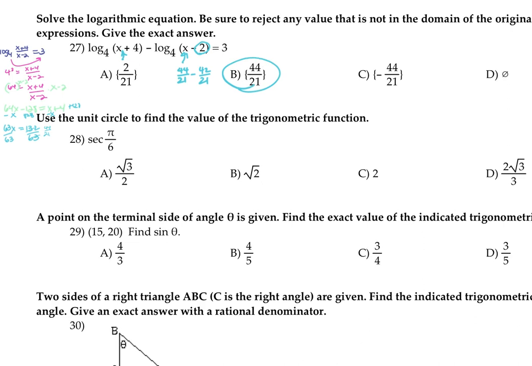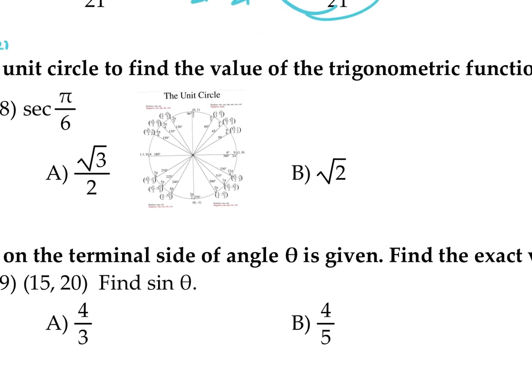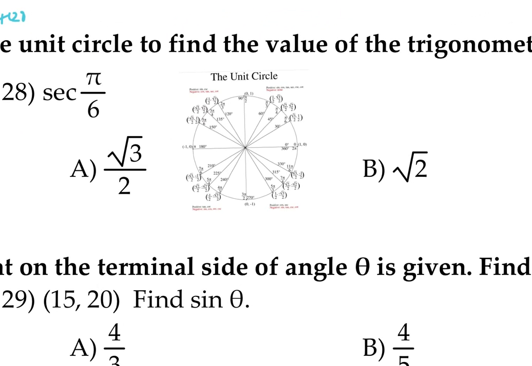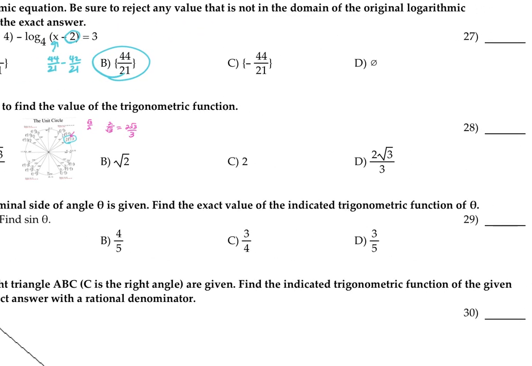All right, for the next one, I'm going to bring in a unit circle so we get the visual on it. So secant of pi over 6, I want to locate pi over 6, which is this coordinate point here. The cosine there would be the x value, which would be root 3 over 2, which means the secant is 2 over root 3. And that gets rationalized to 2 root 3 over 3, which is D.